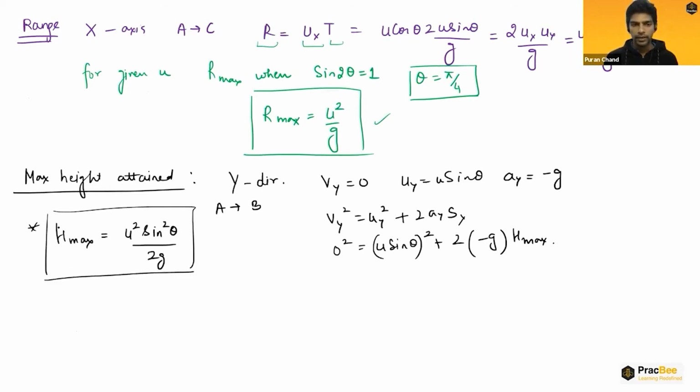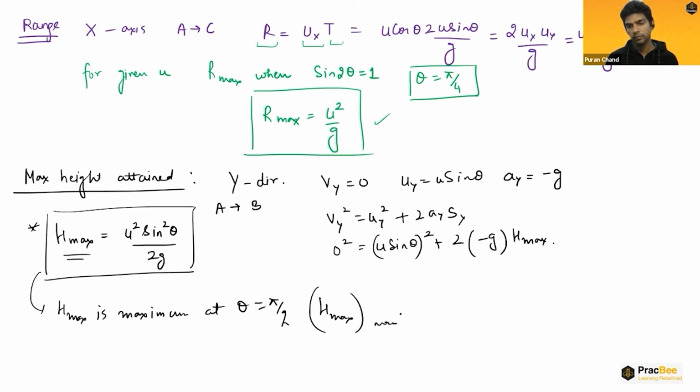So this is the formula, and the maximum value of h max happens when theta is 90 degrees, right? You can throw a ball to the maximum height when you throw it vertically. So h max is maximum at theta equals pi by 2, and its maximum value will be u square by 2g, right?